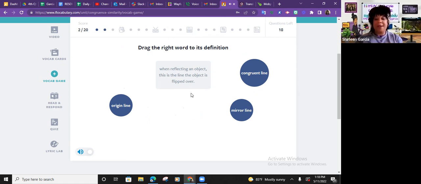When reflecting an object, this is the line the object is flipped over. Is it the congruent line, the mirror line, or the origin line? You're reflecting, you look into a piece of glass, it's called to see your reflection.